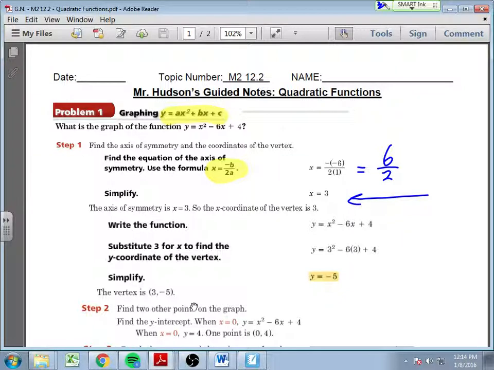Why does the C not matter, Emily? Because the axis of symmetry is vertical and it just moves it up or down, the C. Yeah, your C value is your vertical change. So it's not part of your axis of symmetry because it doesn't affect your axis of symmetry. If I have a parabola and I move it up, that axis of symmetry is still where it was. If I move it down, that axis of symmetry is still where it was.